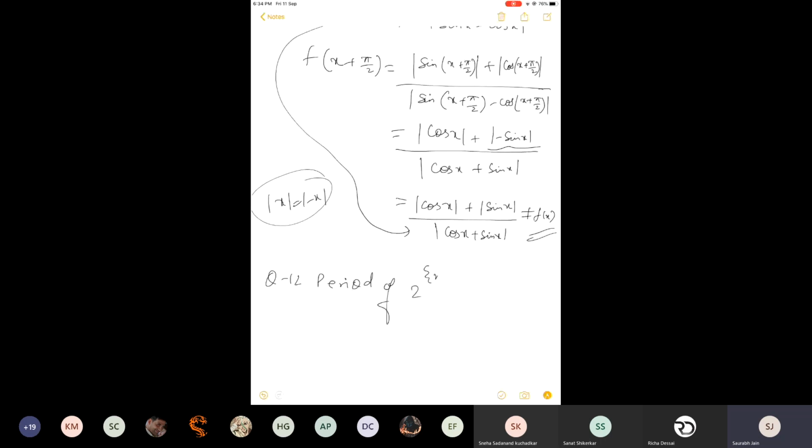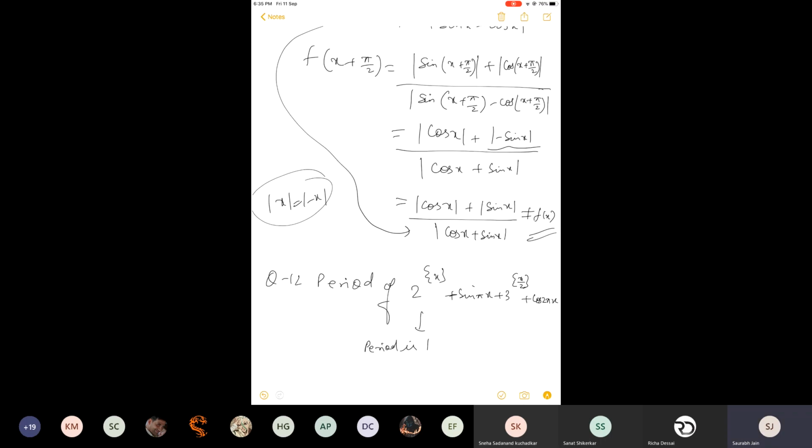Twice the fractional part of x, sine pi x, plus 3 times the fractional part of x by 2, and cos 2 pi x. Period of the function. Its period is 1, since the fractional part of x is there. For the next, 2 pi upon pi, the period will be 2.